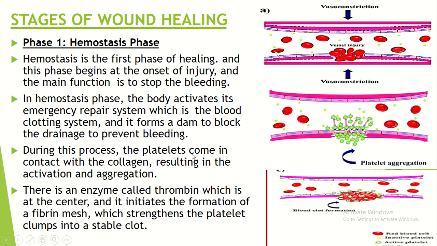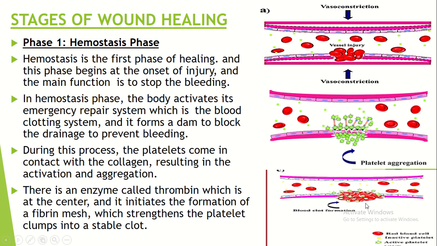During this process, the platelet comes in contact with the collagen, resulting in activation and aggregation. What happens when bleeding is happening? The platelet forms a mesh-like thing. It forms a block and prevents the blood from flowing, and it seals the place where the bleeding is happening. There is an enzyme called thrombin at the center, and it initiates the formation of a fibrin mesh, which strengthens the platelet clumps into a stable clot.